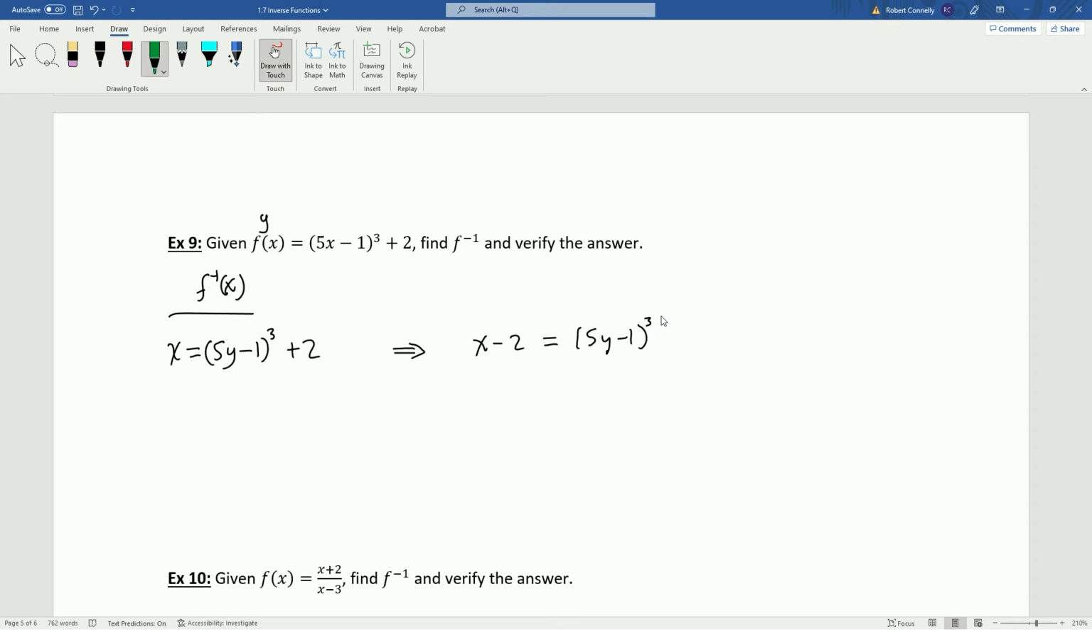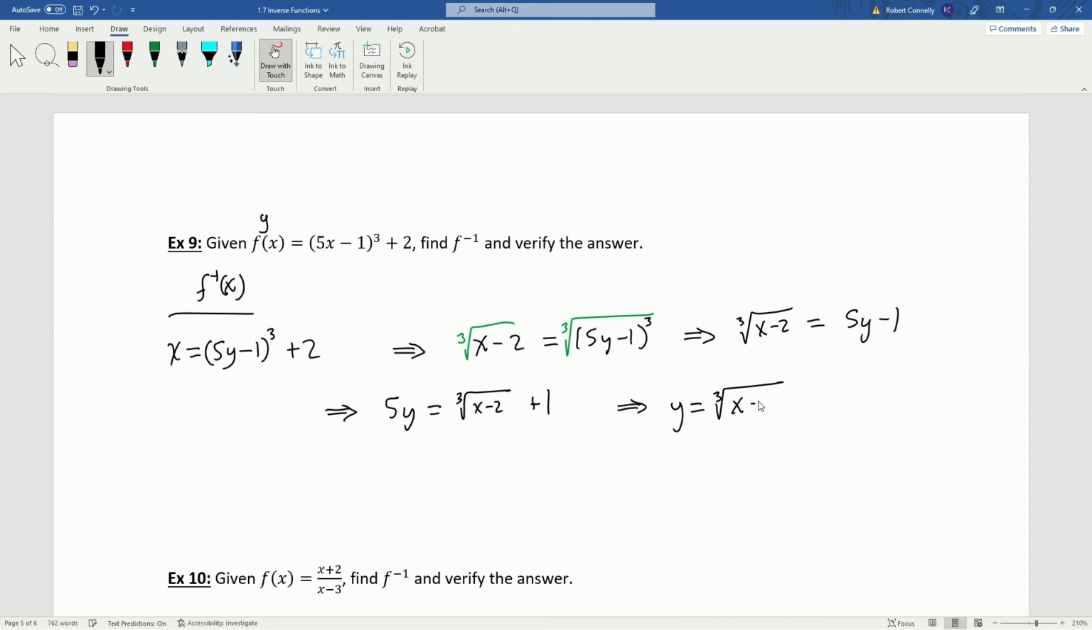Now I want to cancel this cubed, so I'm going to take the cube root of both sides of the equation. So this becomes the cube root of x minus 2 equals, now the cube root cancels the cube, and that gives me 5y minus 1. Now if I add 1 across, that gives me 5y equals the cube root of x minus 2 plus 1. And now if I divide by 5, that gives me y equals the cube root of x minus 2, plus 1, all over 5. So this is my inverse function.